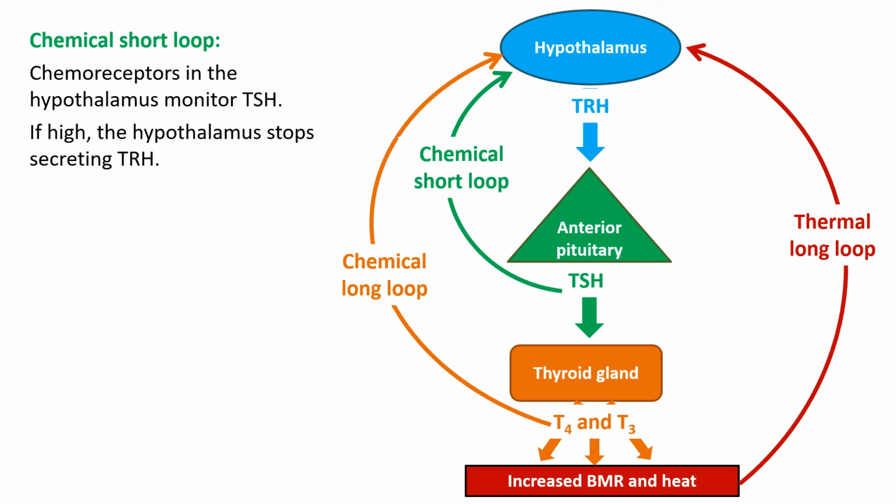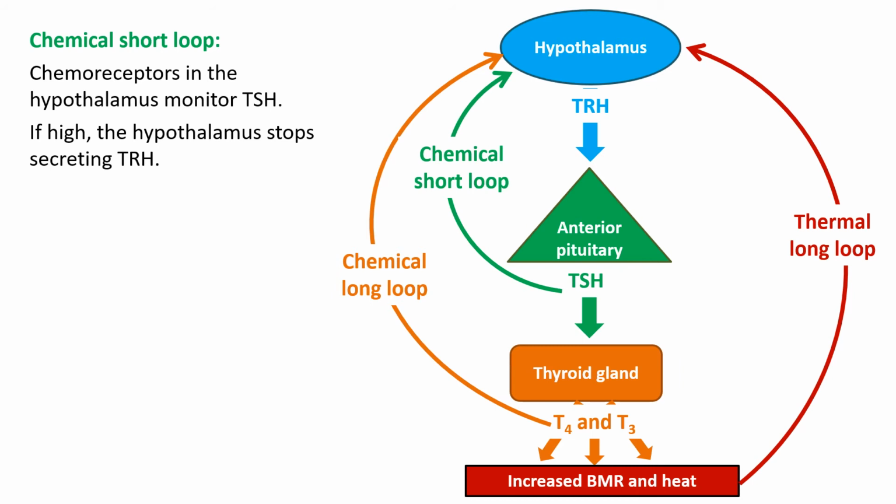It's called short because it's not the hormone further down the axis. It's TSH in this case. So TSH will then bind to specific TSH chemoreceptors within the hypothalamus again. So the hypothalamus is monitoring not only the level of T4 and T3, it's measuring the levels of TSH.